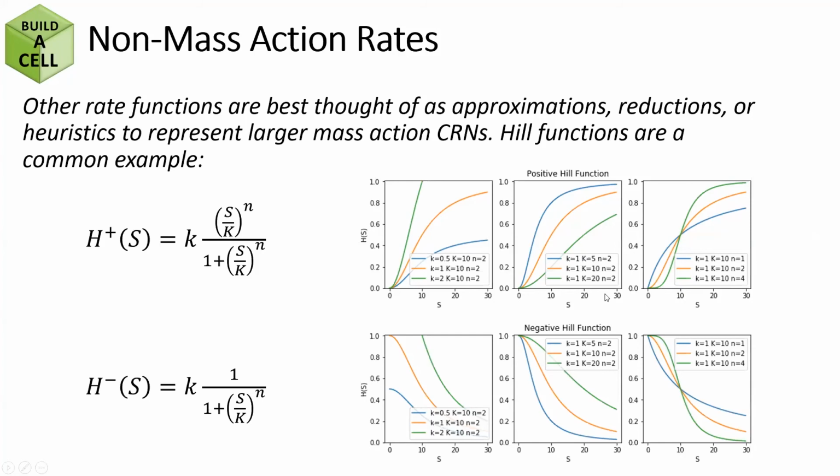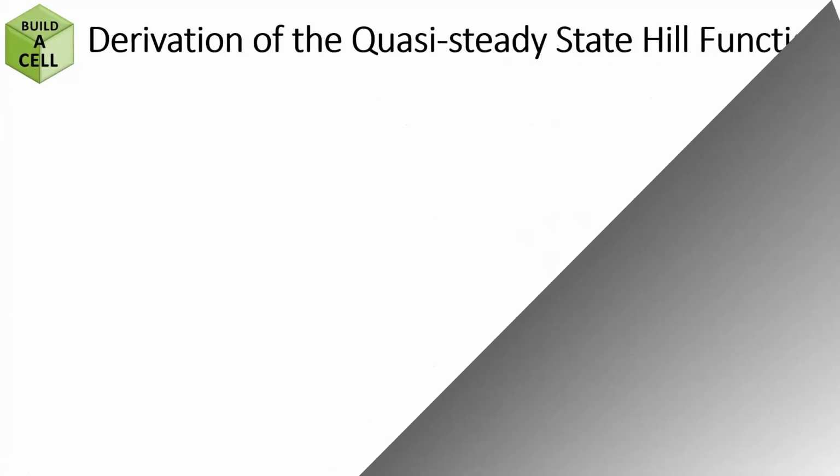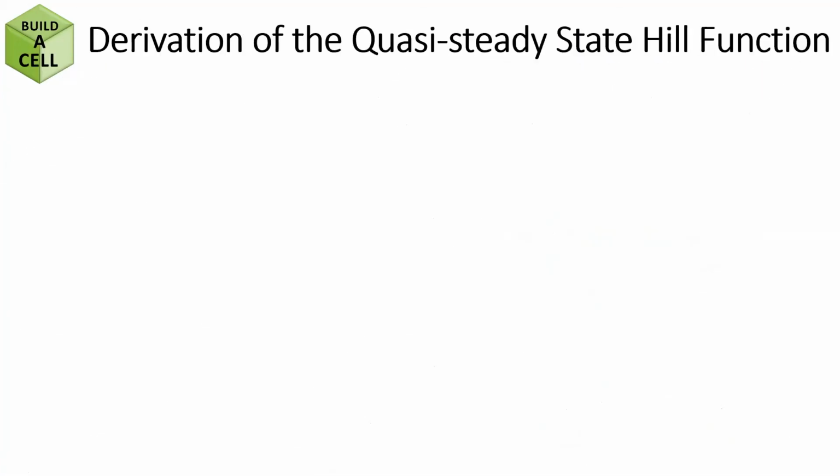There are both positive Hill functions and negative Hill functions. Negative Hill functions go from their maximum value to 0, while positive Hill functions go from 0 to their maximum value. But they have the same 3 parameters. Hill functions can be derived in some limit from a more complicated mass action CRN. I want to go through that derivation now so you get a flavor of how this works and understand why I think it's an approximation. I don't think, I know it's an approximation.